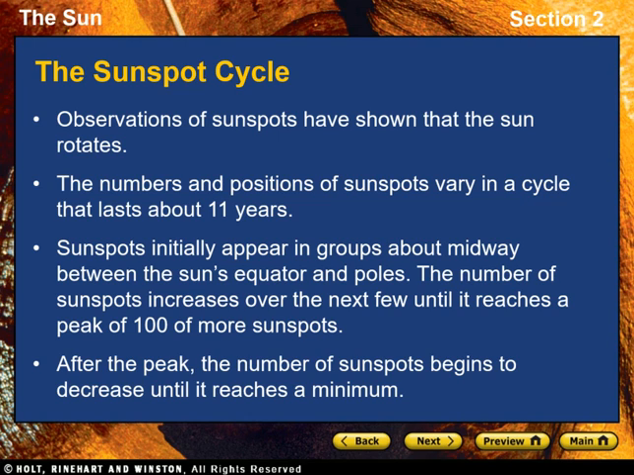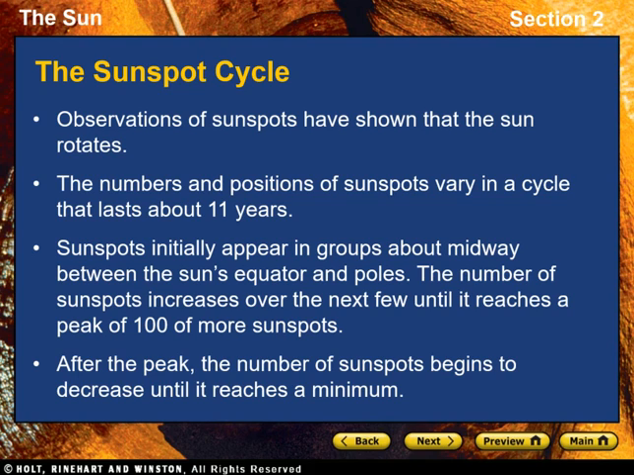The sunspot cycle. Astronomers have carefully observed sunspots for hundreds of years. Observations of sunspots showed astronomers that the sun rotates. Later, astronomers observed that the numbers and positions of sunspots vary in a cycle that lasts about 11 years. A sunspot cycle begins when the number of sunspots is very low, but begins to increase. Sunspots initially appear in groups about midway between the sun's equator and poles.